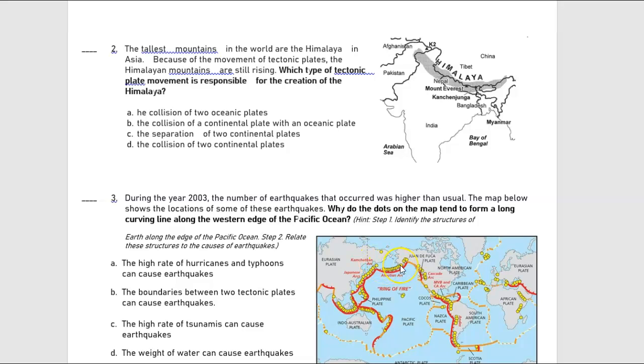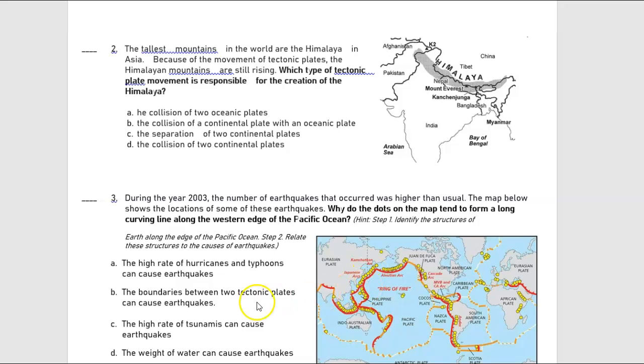So, step 1, identify the structures of the Earth along the edge of the Pacific Ocean. So that's what we're looking at there. Okay. Step 2, relate these structures to the causes of earthquakes. So, the question reads, why do the dots on the map tend to form a long, curving line along the western edge of the Pacific Ocean?